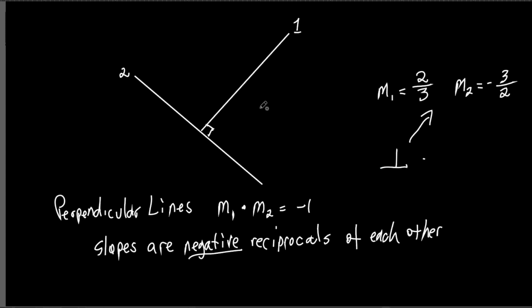What if the slope of line 1 was negative 5 over 3? What would the slope of line 2 be if they were perpendicular to each other?